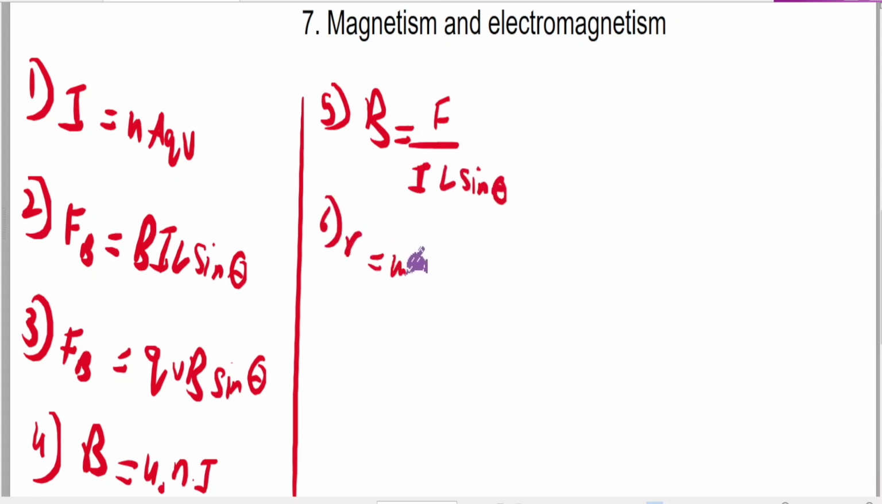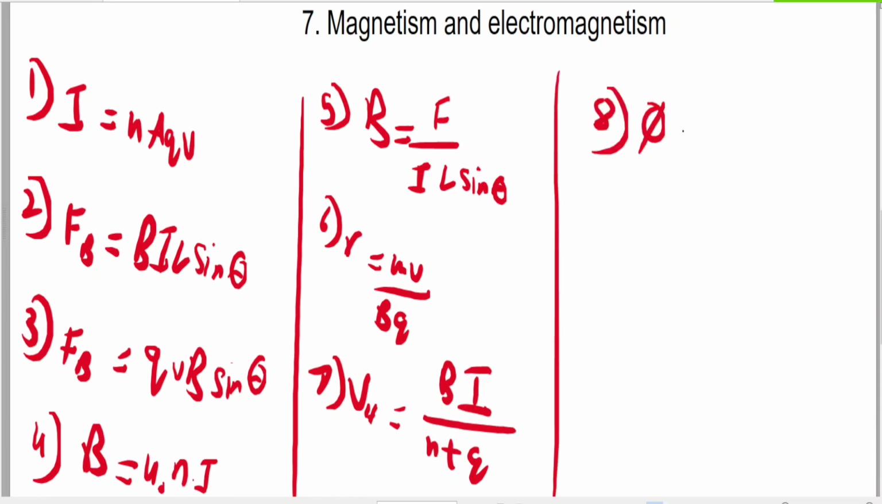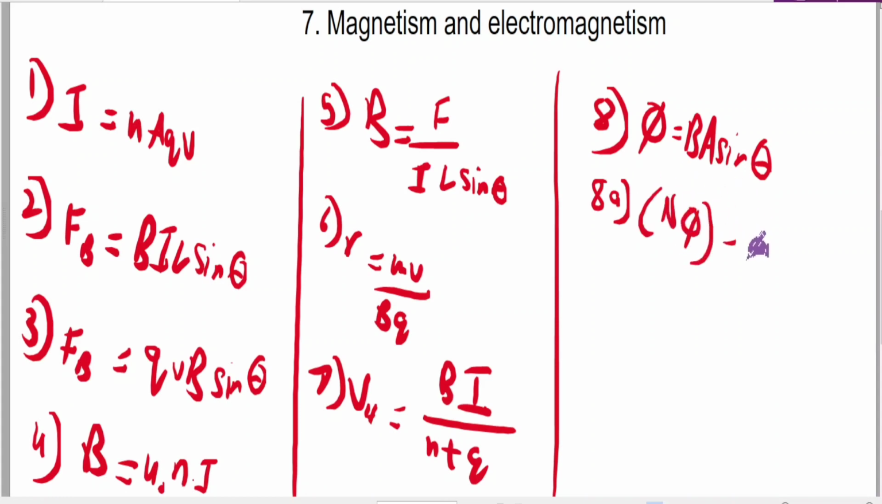Radius r is equal to mv over Bq. Moving on, Hall voltage VH is BI over NTQ, where N is the number of charge carriers, T is the thickness. Magnetic flux equals BA sine theta, where B is magnetic flux density and A is the area. Magnetic flux linkage, or simply N times magnetic flux, is equal to NBA sine theta.